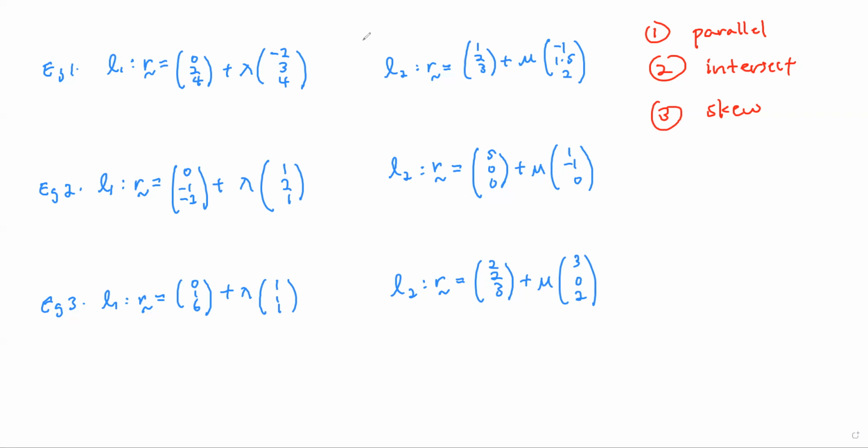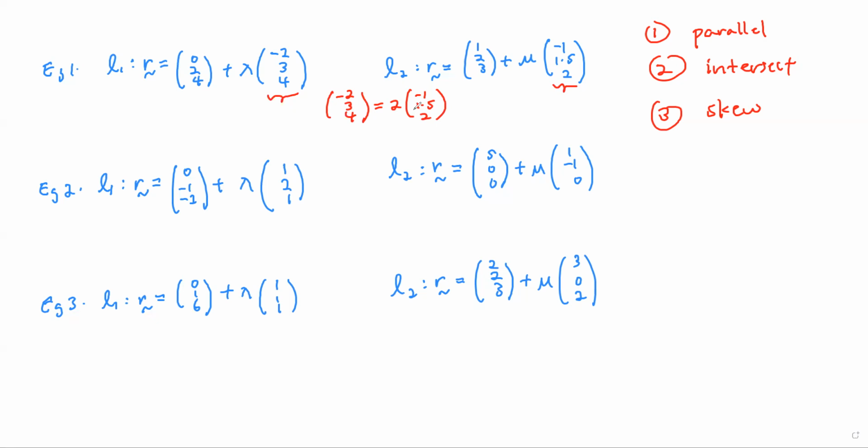The first thing to look at is the direction vector. If you notice that one direction vector is a constant multiple of the other, that means these two lines are parallel. In this case, it's quite obvious: (-2, 3, 4) is 2 times (-1, 1.5, 2). So 2 is a constant multiple, and therefore line 1 and line 2 are parallel.